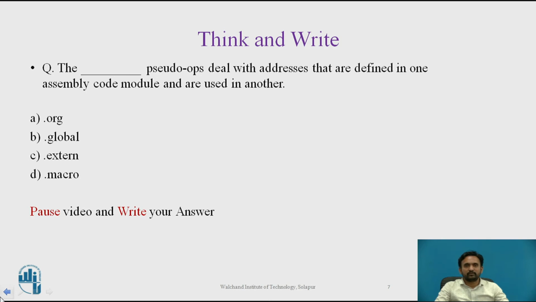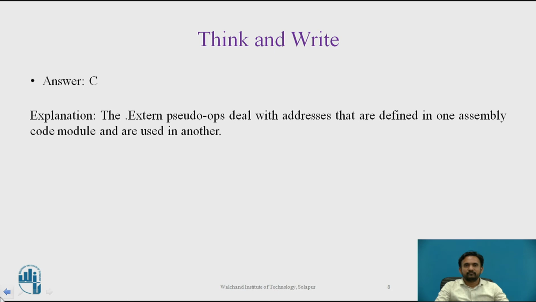So here you have a question. The pseudo-op deals with addresses that are defined in one assembly code module and are used in another. So here you need to identify the pseudo-op. You have options .org, .global, .extern and .macro. Your answer. Here the .extern pseudo-op deals with addresses that are defined in one assembly code module and are used in another.